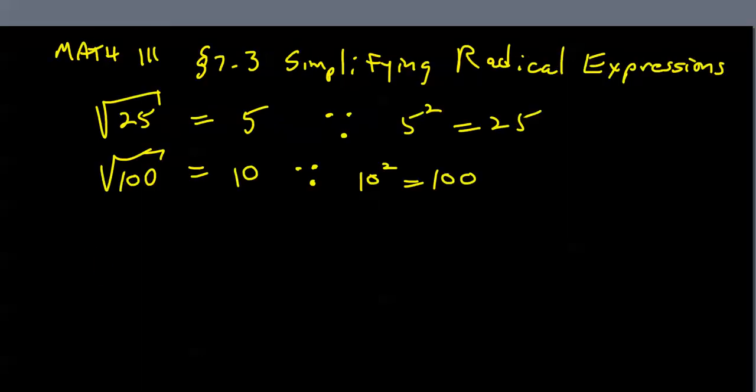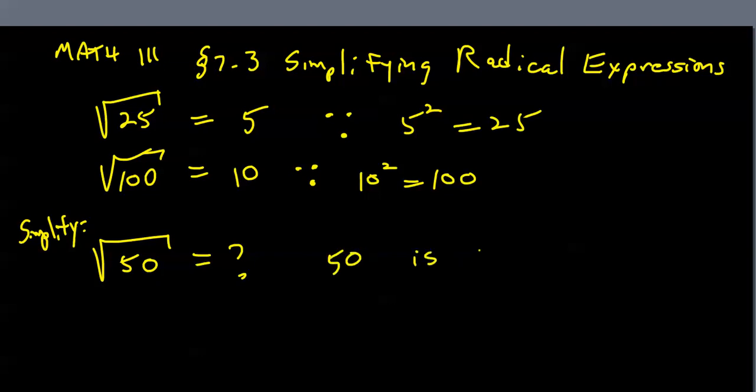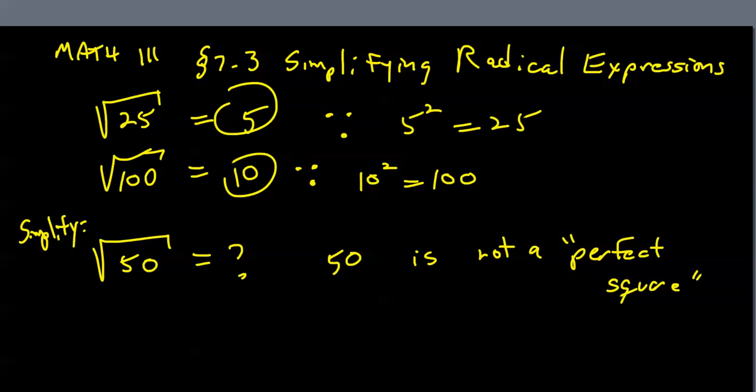Alright, nothing new here. How about the square root of 50? How are we going to simplify the square root of 50? You might see this on an exam with the instruction: simplify the square root of 50. Well, 50 is not a perfect square, meaning it's not the square of an integer, right? If you go through the first few integers and square them, you'll see 50 is not going to be on the list. So the square root of 50 is not going to be an integer value like 5 and 10 were. What can we do here to simplify this expression?